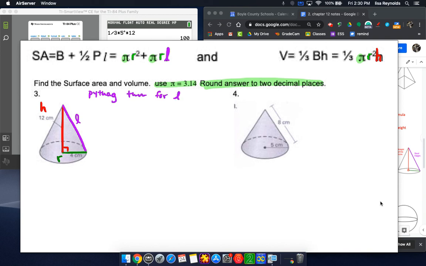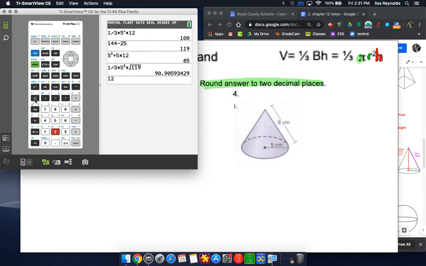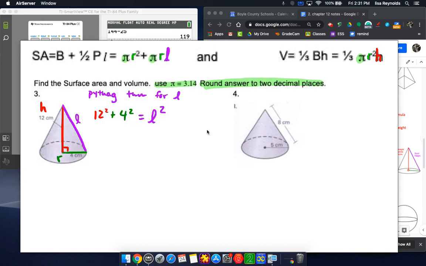For the slant height, it's always going to be the height value squared plus the radius value squared to equal the slant height squared. So 12 squared plus 4 squared is 160. So 160 for the slant height squared. 160 is not a perfect square, so I'm going to leave that value as the square root of 160.